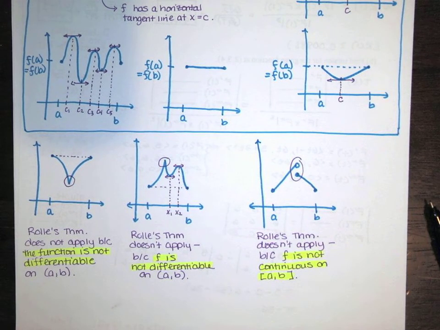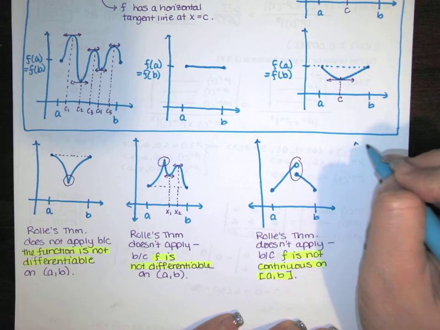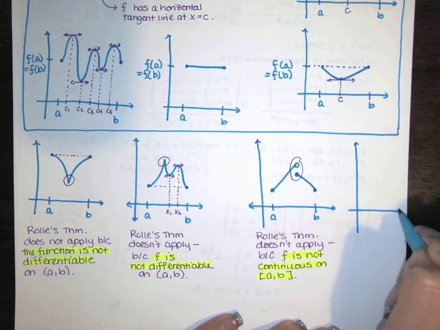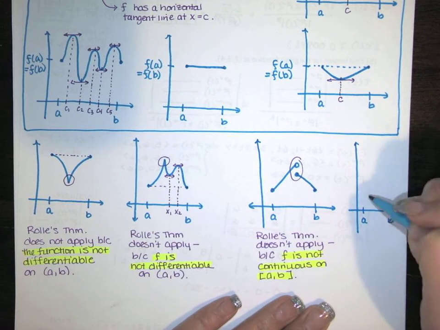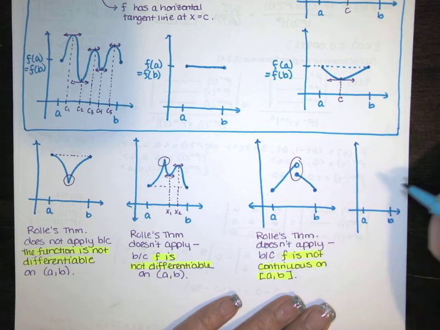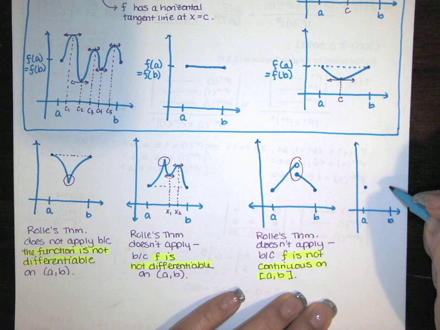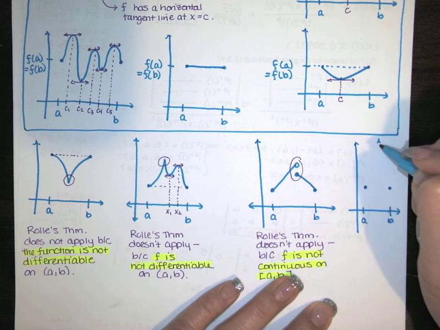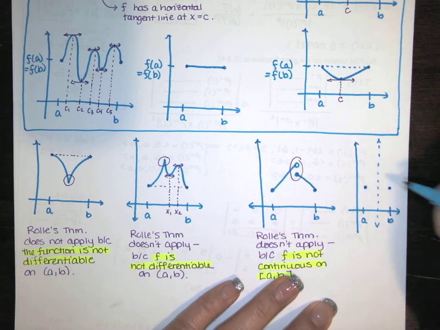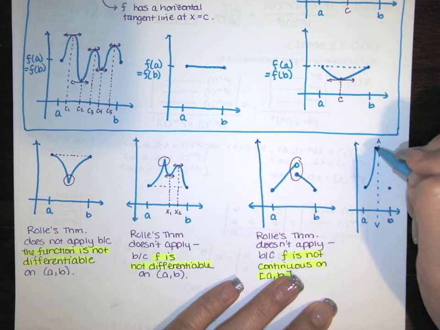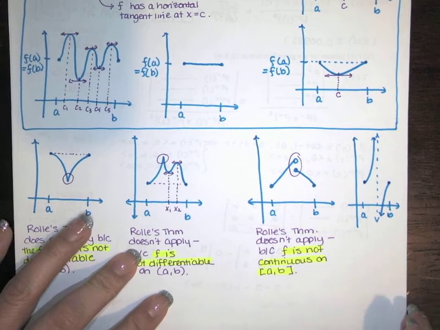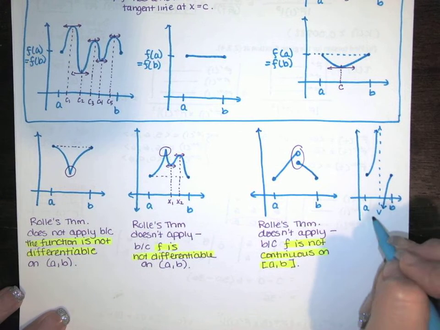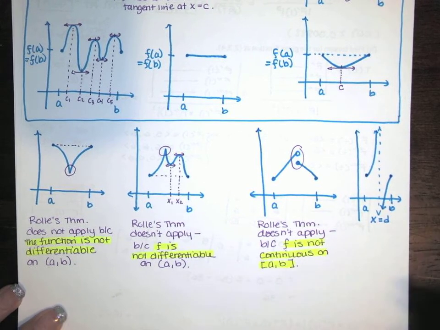The function might also be discontinuous for a different reason. Maybe the function has an asymptote. Maybe the y values are the same at the endpoints. But we've got a discontinuity at, let's call that x equals d.